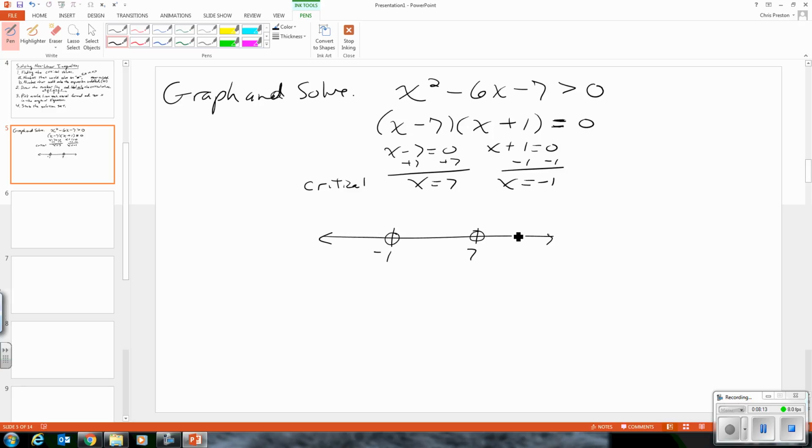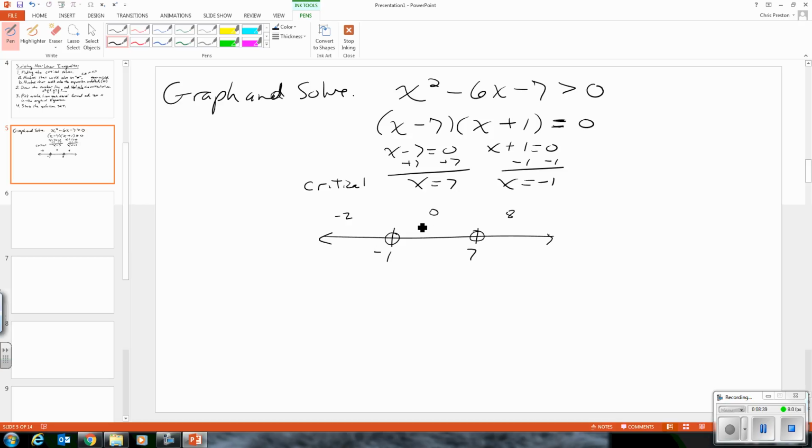And I'm going to pick numbers in these intervals. So something less than negative 1. Think on the number line, what's less than negative 1? Something like negative 2. And then I'm going to pick a number between negative 1 and 7. I like to pick 0 if I have that, but sometimes 0 is a critical value, so don't get too in love with it. But I like it, it makes problems a lot easier. And then something bigger than 7. I'm going to pick 8. And again, you can pick a million if you want.